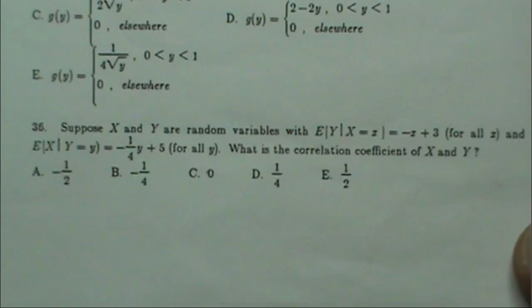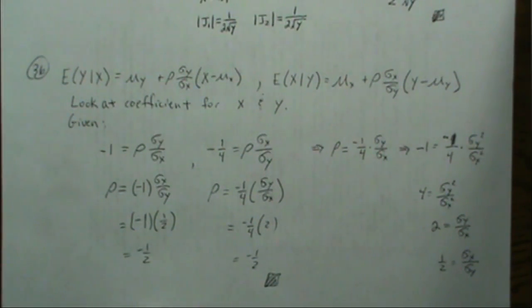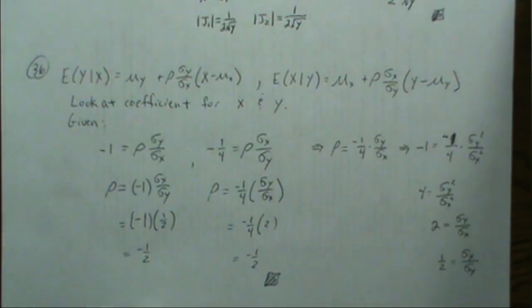Problem 36. Suppose x and y are random variables with the expected value of y given x equal to -x plus 3 for all x, and the expected value of x given y is equal to -1/4 y plus 5 for all y. What is the correlation coefficient of x and y? Here we're given two linear functions, the expected value of y given x and the expected value of x given y.